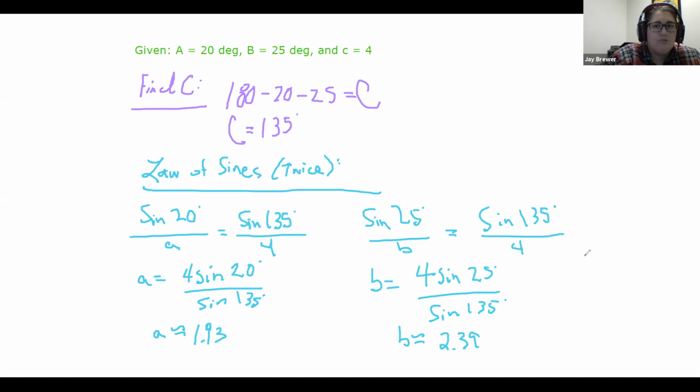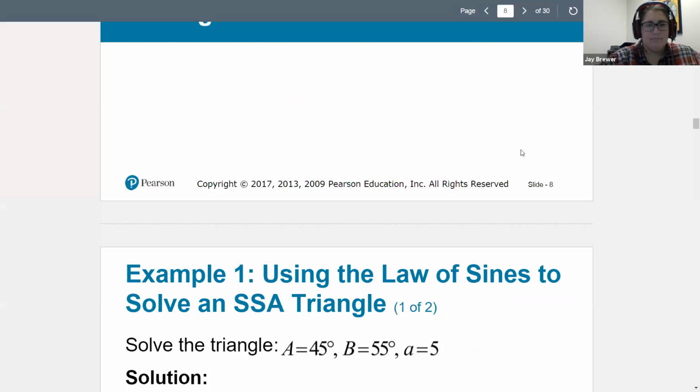Here's some caveats. Make sure that you're using degrees and not radians. Almost all triangle trig at this point should be in degrees and not radians. If it gives it to you in radians, then obviously use it, but otherwise I would suggest giving it in degrees. Okay, so that is a second example. Let's switch back to the PowerPoint. Okay.